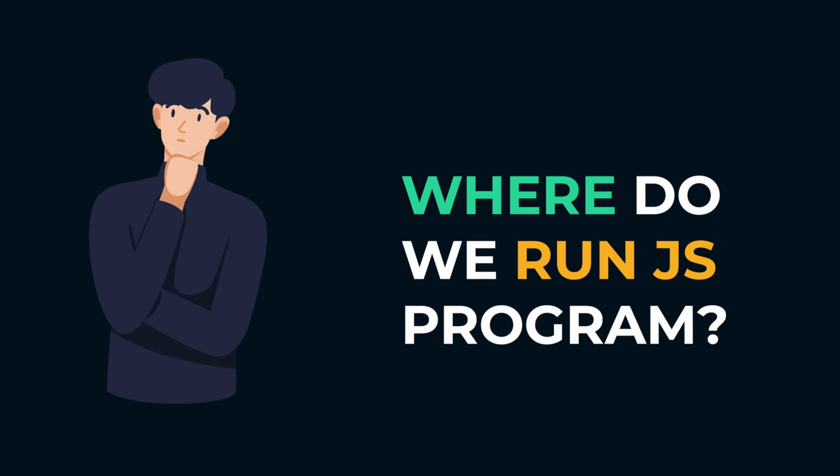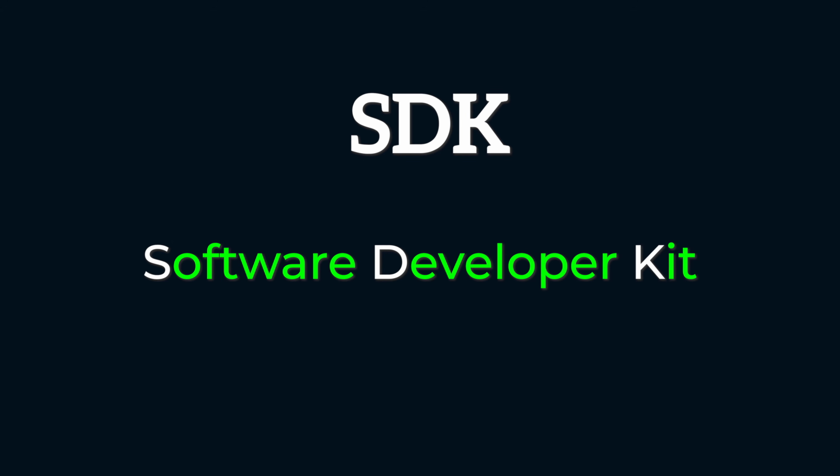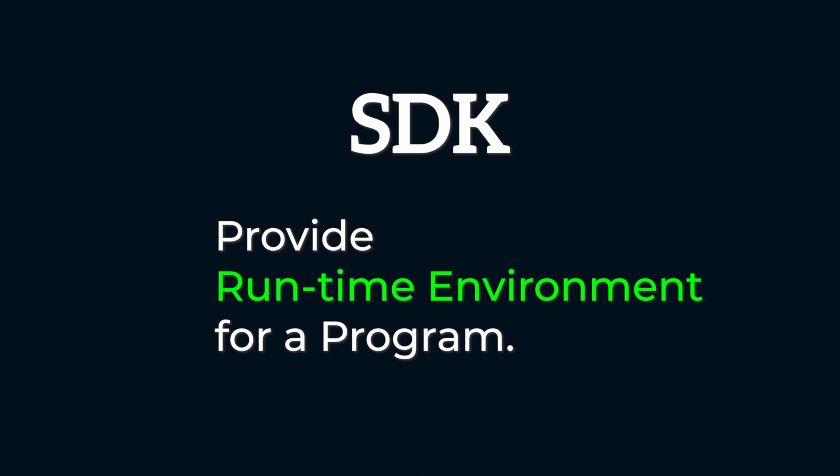Now once we write the program, where do we run it? Do we need to install some developer kit for JavaScript like we do for other programming languages? For example, for Python programming language, we need to install Python SDK, and that of Java is Java SDK. SDK stands for Software Developer Kit. SDK of a programming language provides a platform to run the program, or you could say it provides a runtime environment for the written program.